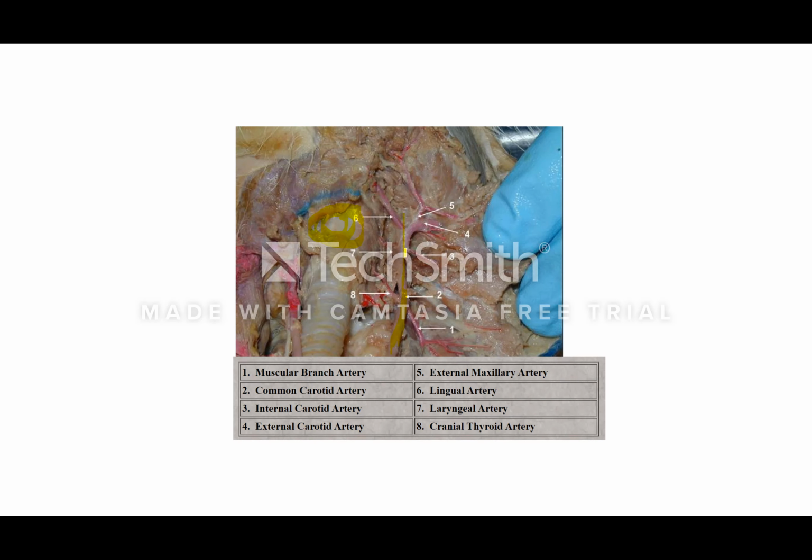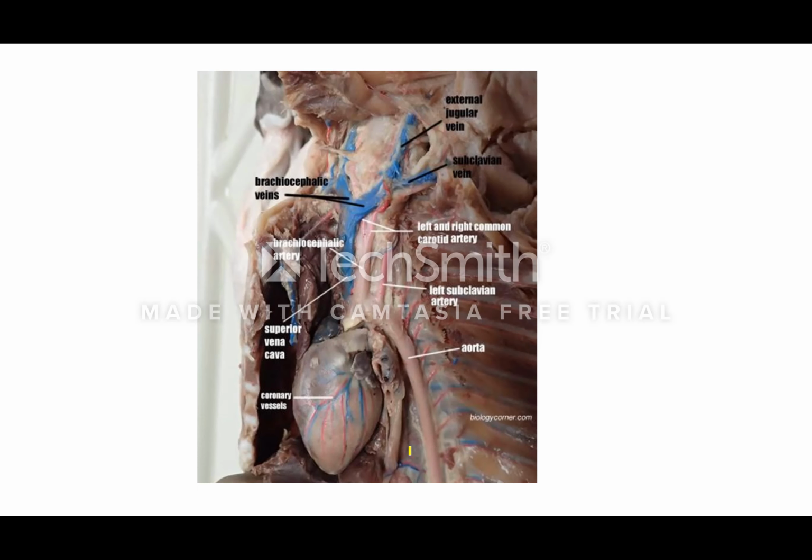And as we move superiorly, look how tiny this internal carotid artery is. Then this part here is the external, left external carotid artery. And number 6 is showing you a very good lingual artery. And number 5 is coming up here and is showing you the external, or we just call it maxillary artery. So here's the maxillary artery.